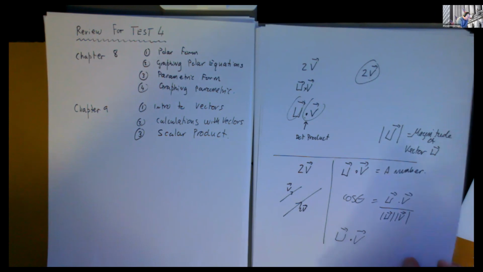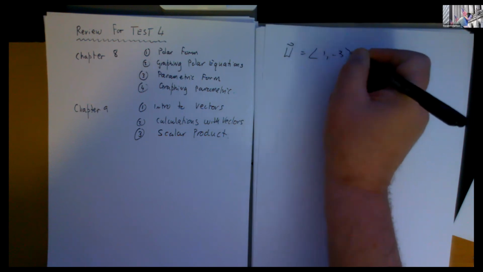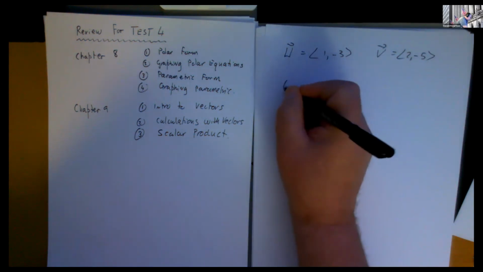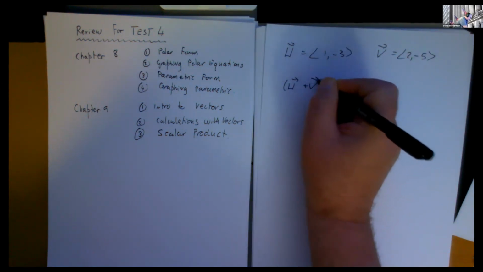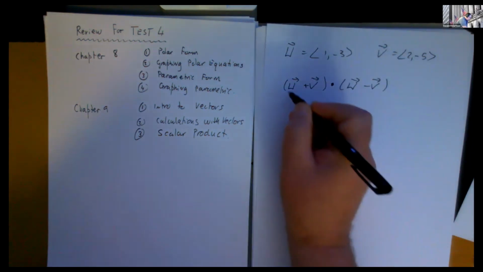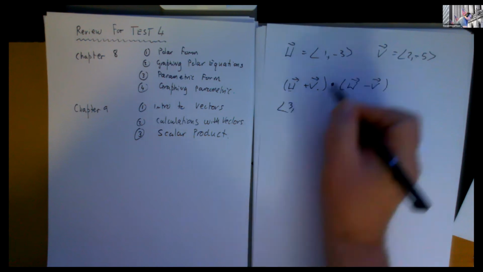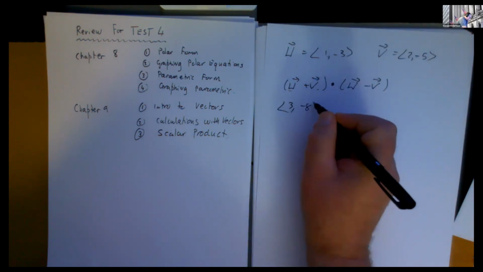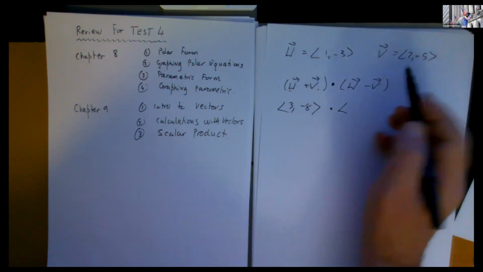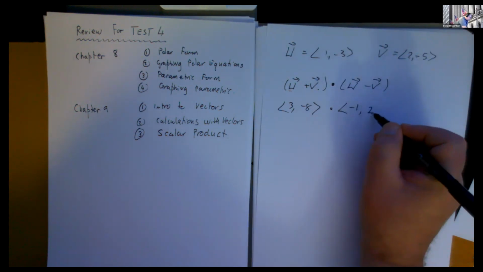Right, so let's do one of those algebra ones. Suppose u is a vector (1, -3), and v is a vector (2, -5). And I'm being asked to find u add v, dot product with u take away v. If you add these two vectors together, you get 1 add 2, which is 3, and -3 add -5 is -8. If you take u and subtract v, you get 1 take away 2, which is -1, and -3 take away -5 is like adding 5, you get 2.